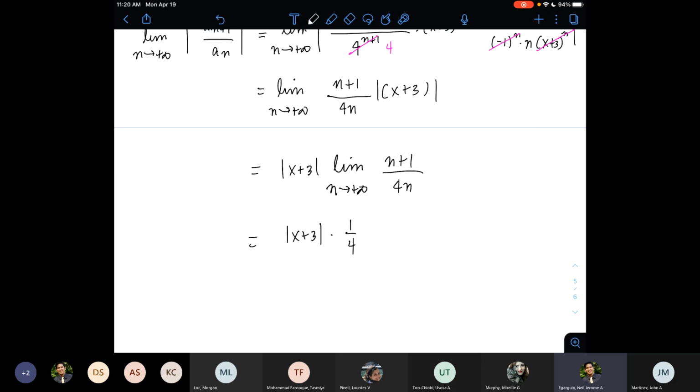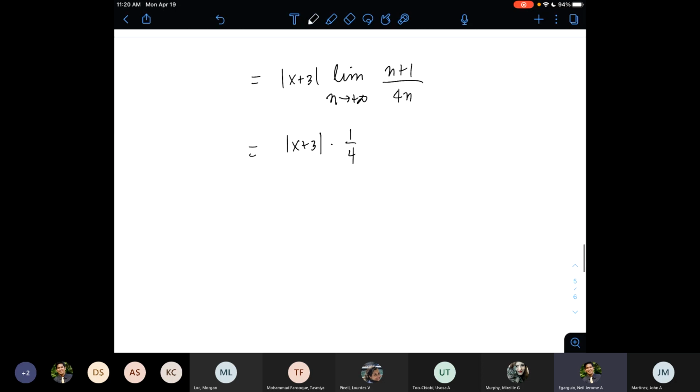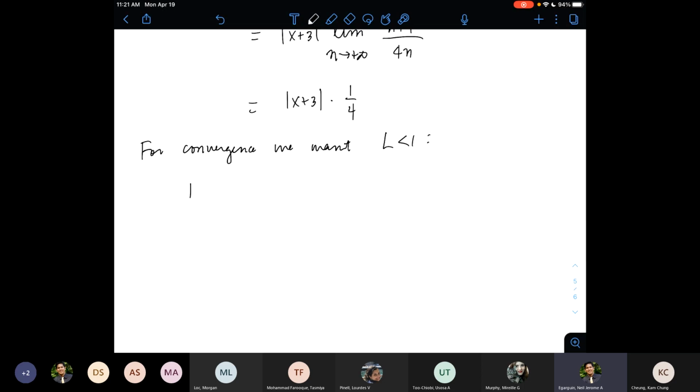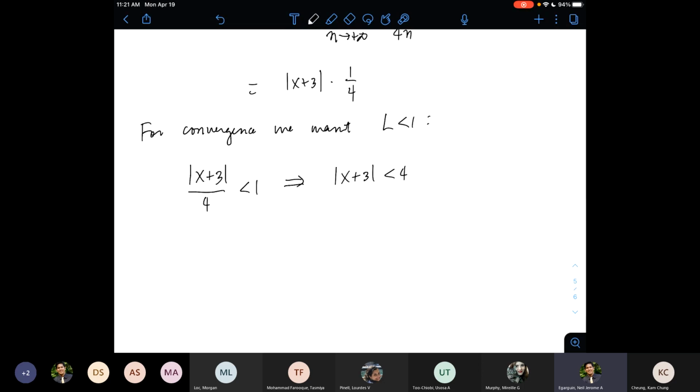Now, remember the ratio test. The ratio test tells us that the series will be convergent if the limit is less than 1. So for convergence, we want the limit to be less than 1, right? So that means we set the limit, which we found out to be the absolute value of x plus 3 all over 4, to be less than 1. Then I can multiply both sides by 4. I'll have absolute value of x plus 3 less than 4, and I will solve this inequality in x, right?